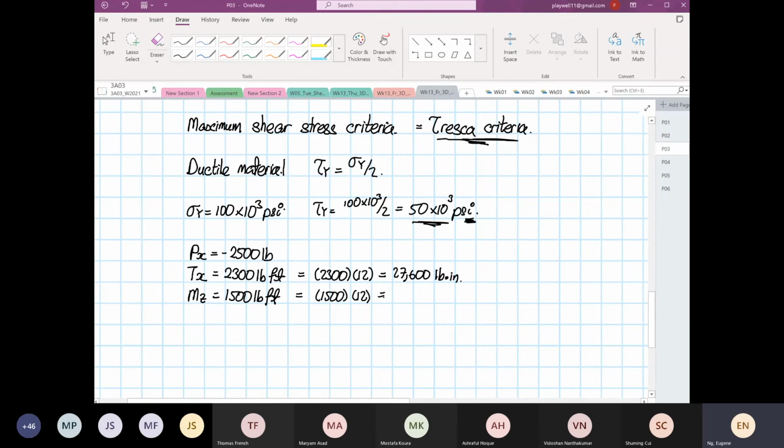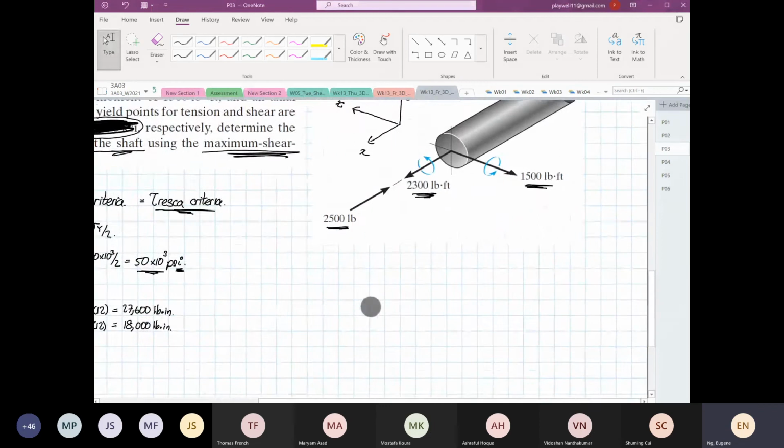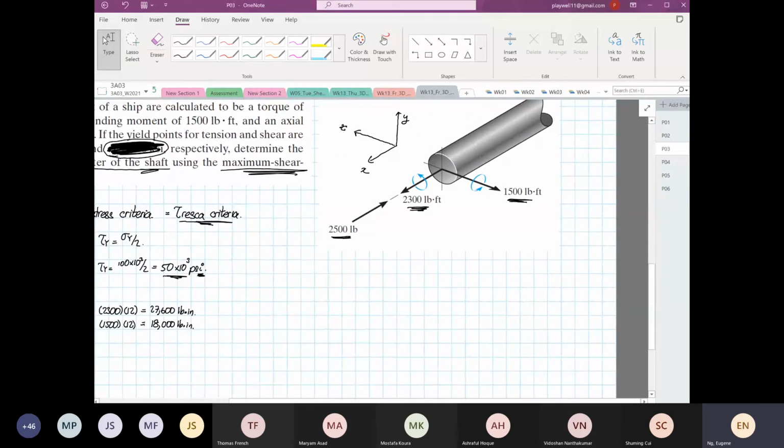By 12, so 1500. So it's equal to 18,000 pound-inch. Okay. So what we need to identify from here is we have stresses in two directions. We have a normal axial load, a torque, and a moment.